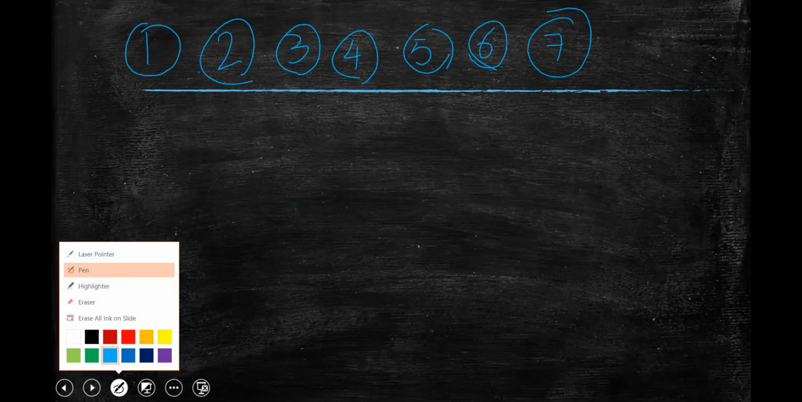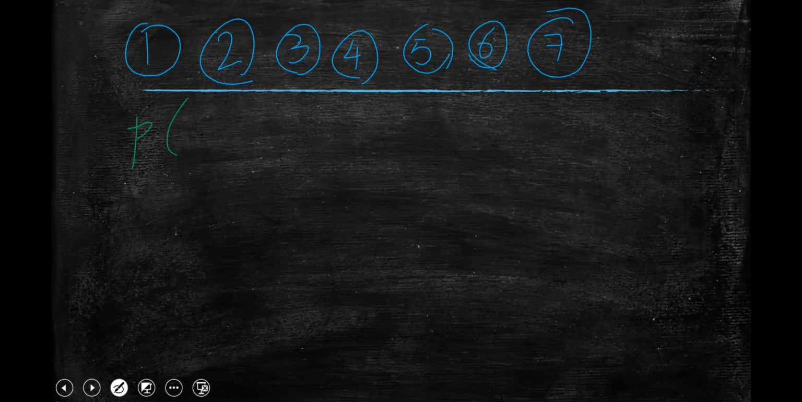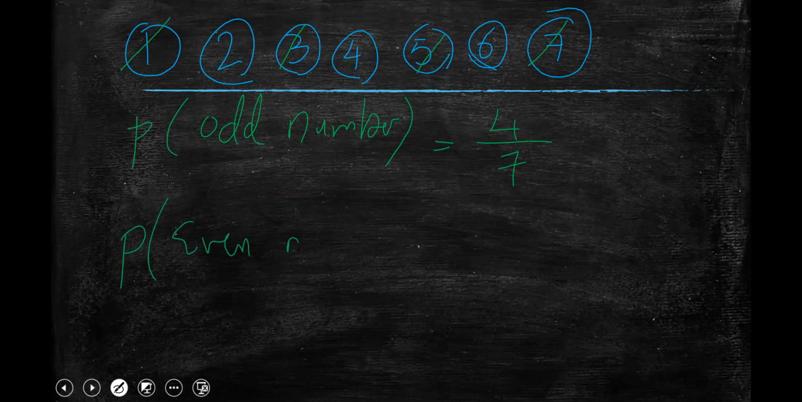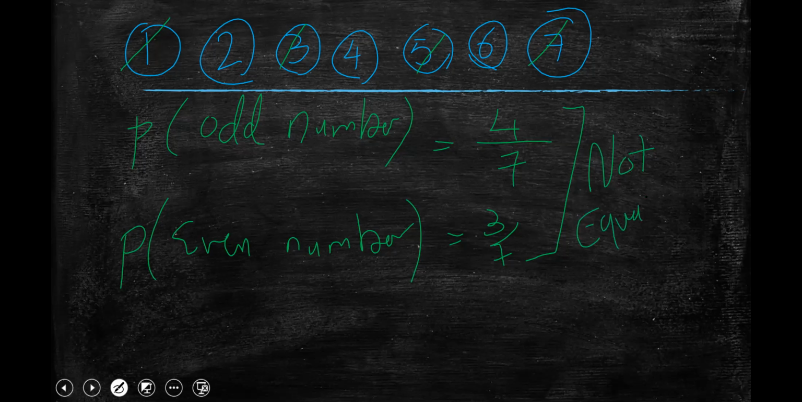Now, I'm asking you, what is the probability of getting an odd number? 4/7. How many odd numbers here do we have? We have 1, 3, 5, and 7. So we have 4/7. What is the probability now of getting an even number? 3/7. Now, are they equally likely? No. So this type of probability, I will say they are not equally likely.